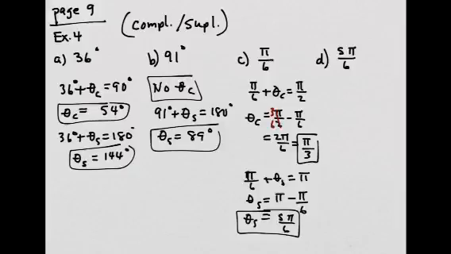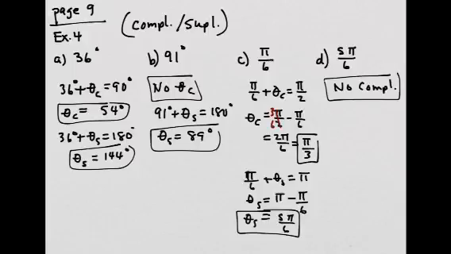5 pi over 6, well, think about it. Pi over 2 is half, right? It's like our 90 degrees. It's the same as 90 degrees. 5 pi over 6 is bigger than pi over 2. So this one has no complement. I could either write it out like this or do it like I did on letter B. So no complementary angle. Why? Because 5 pi over 6 is already bigger than pi over 2.